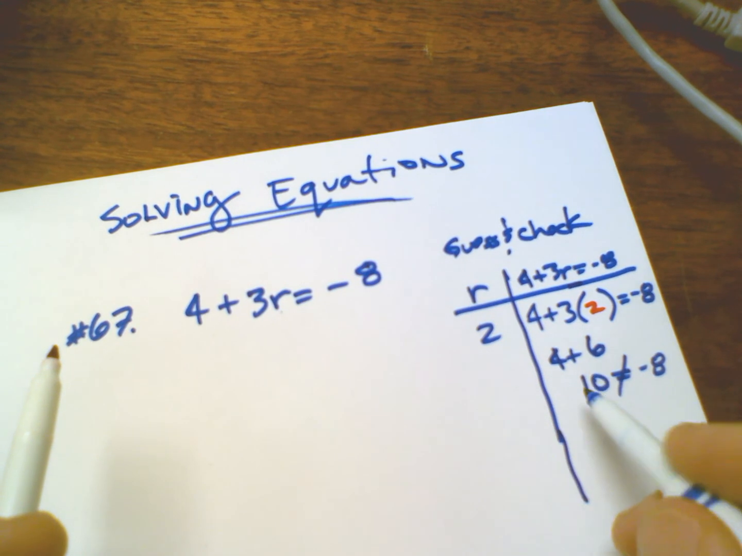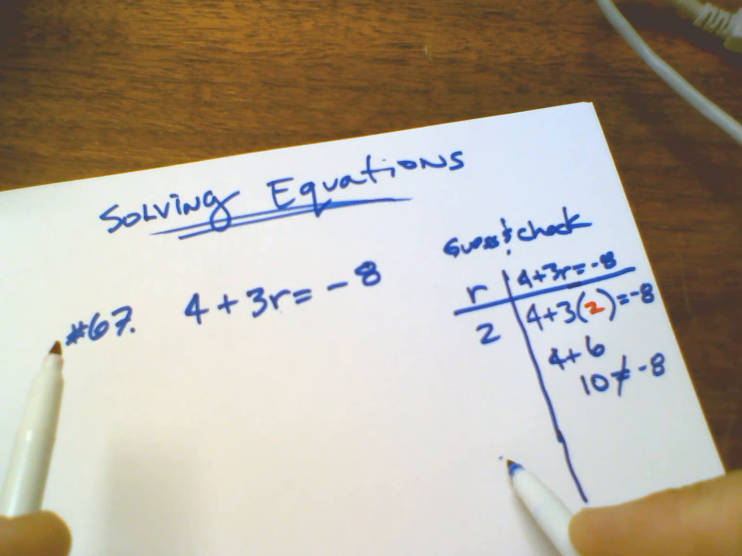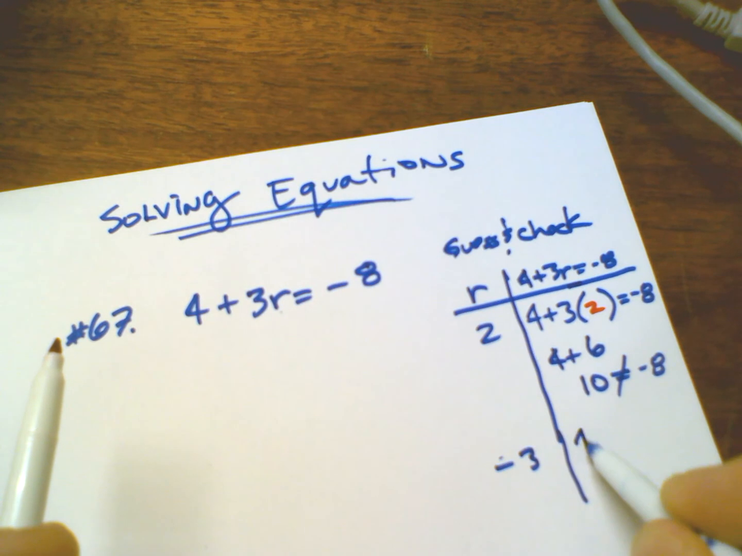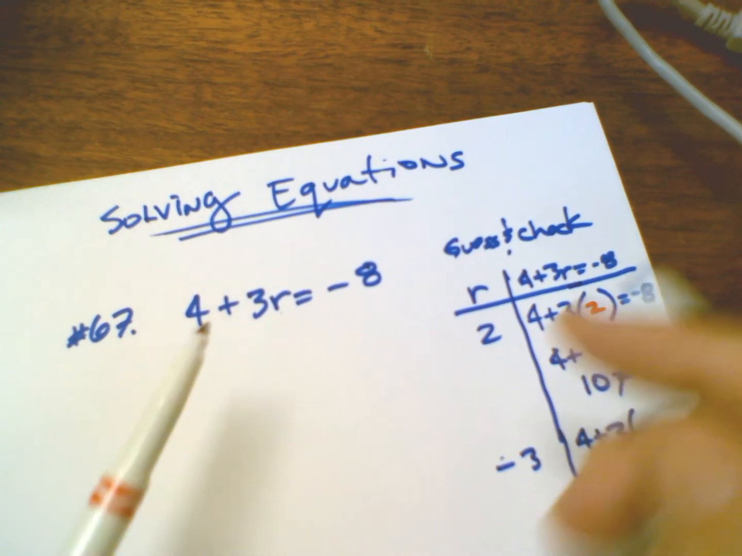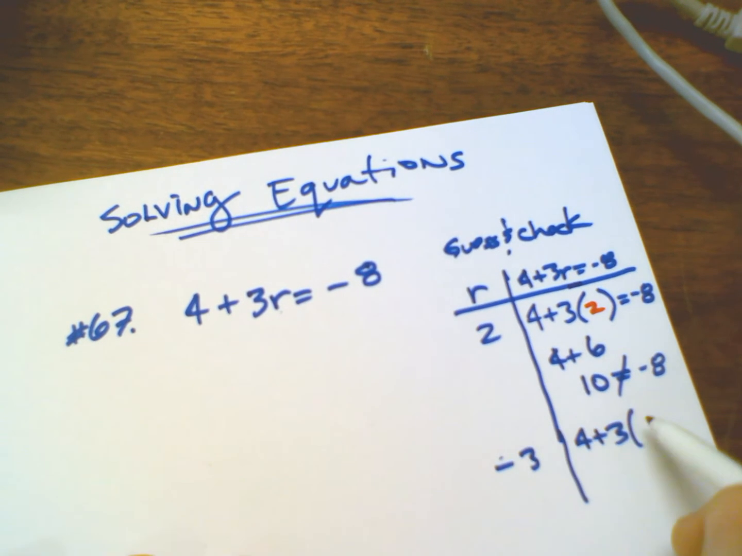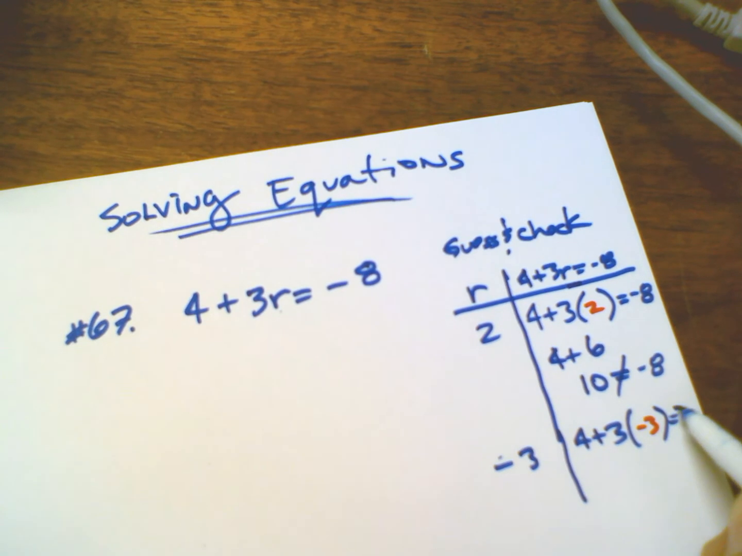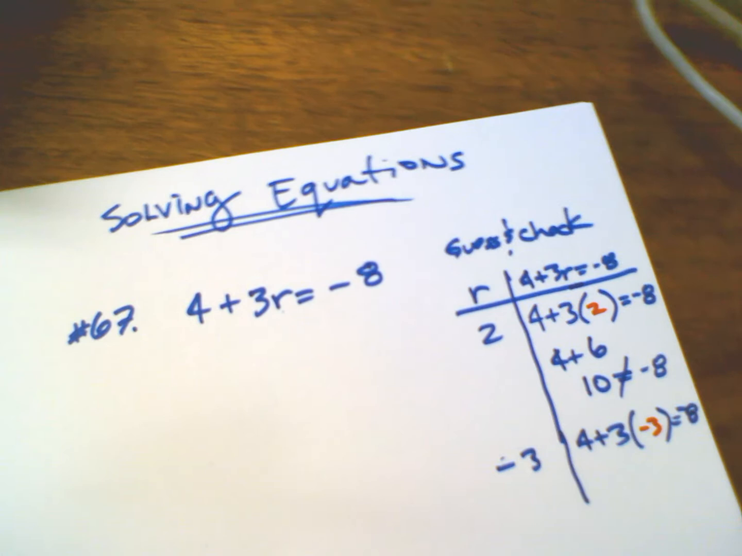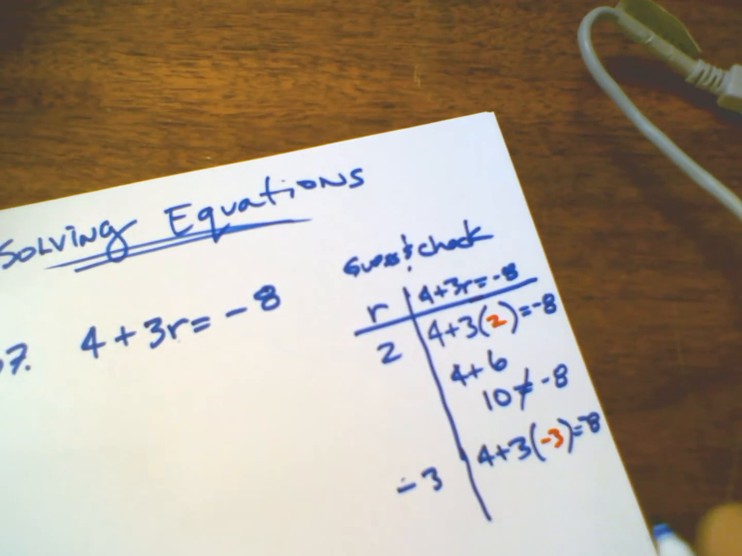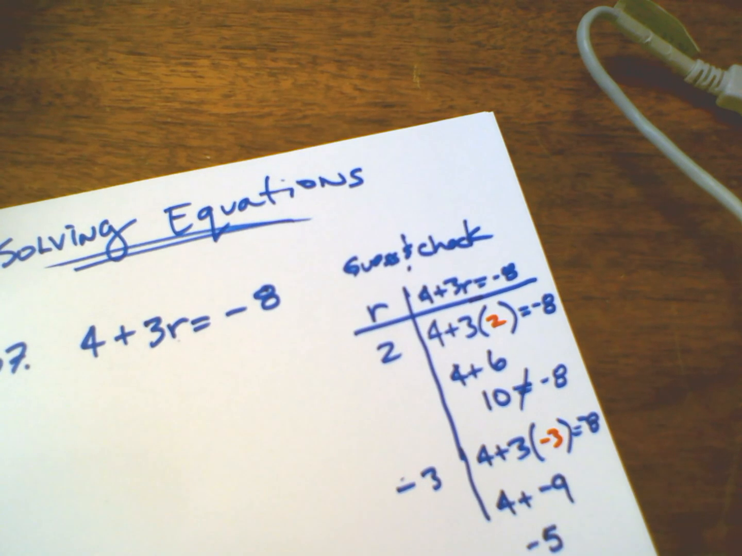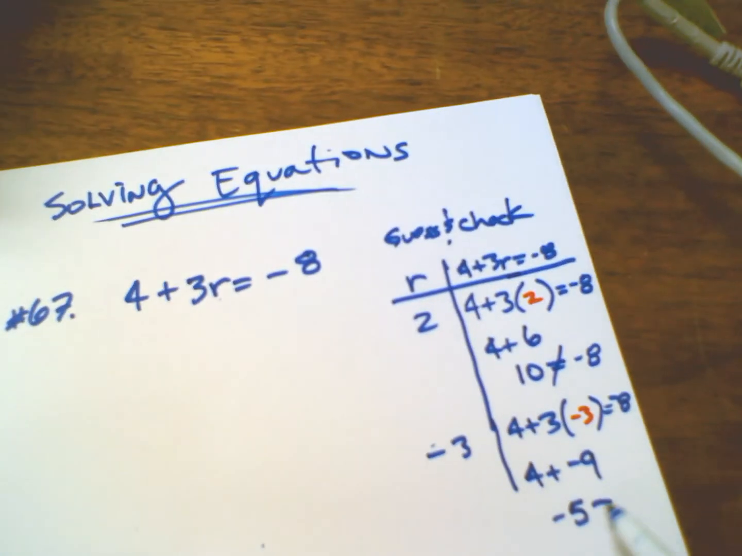So we could do another guess. This time, what about negative 3? I'm going to try that. It's 4 plus 3 times negative 3, and I'm going to see if that does equal negative 8. Working that out, I get 4 plus negative 9, since 3 times negative 3 is negative 9. 4 plus negative 9 is negative 5. Does negative 5 equal negative 8? It doesn't. So that's not the answer either.